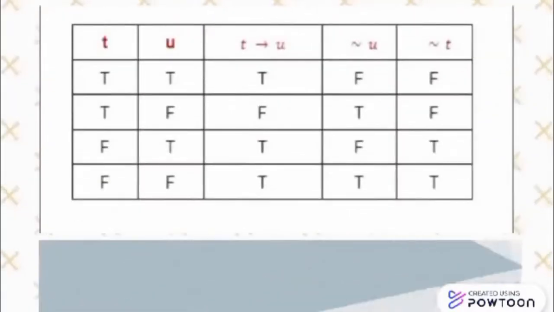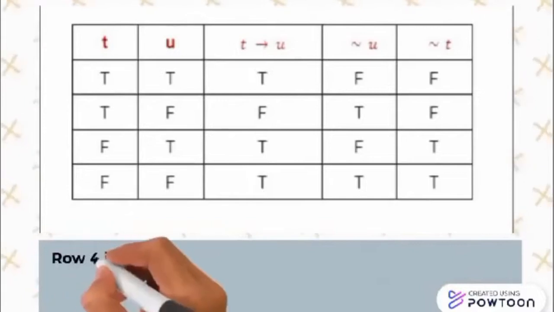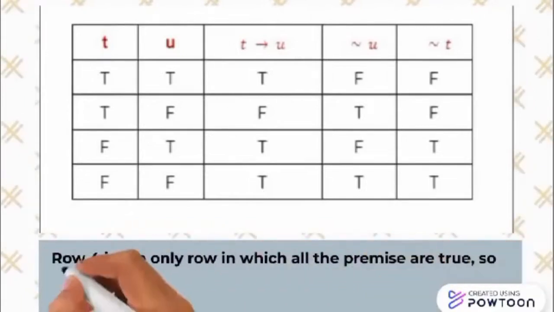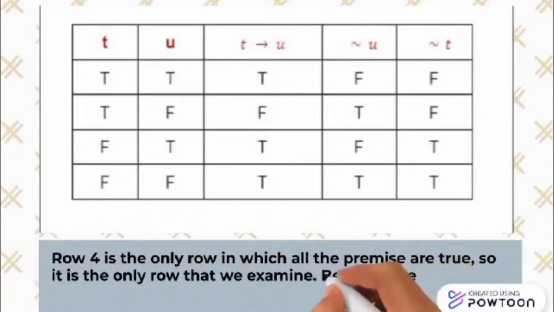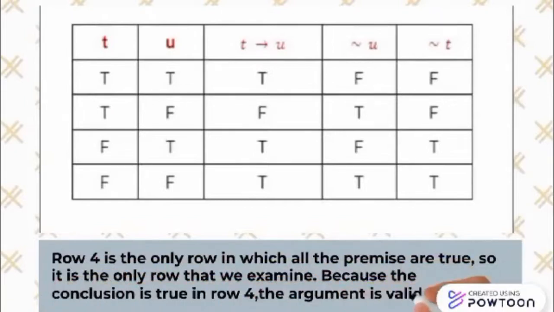The truth table shows the argument, so row 4 is the only row in which all the premises are true. So it is the only row that we examine. Because the conclusion is true in row 4, the argument is valid. Therefore, the Joseph argument is valid.